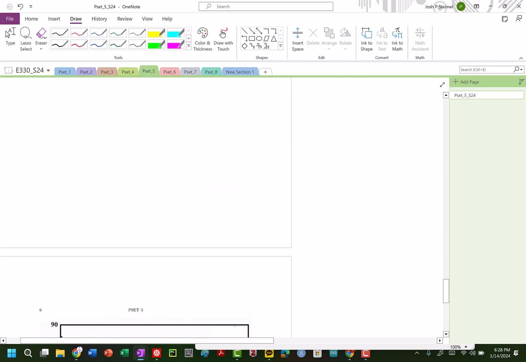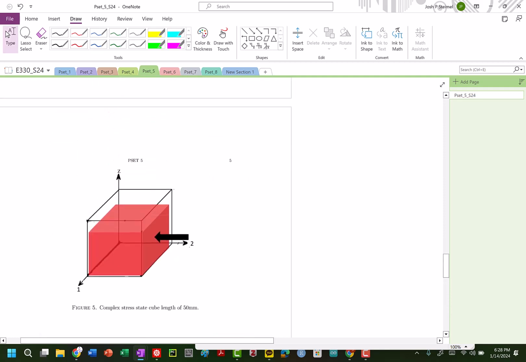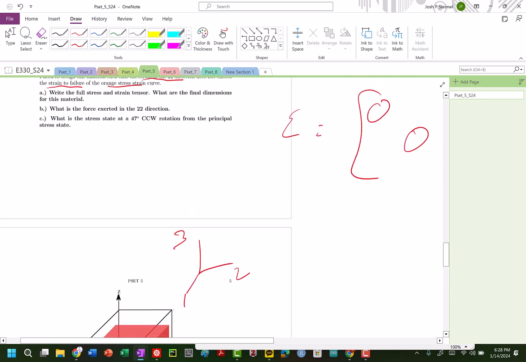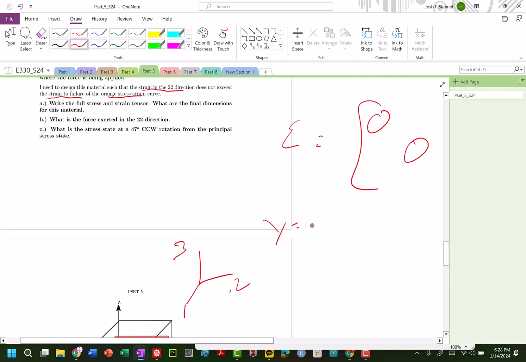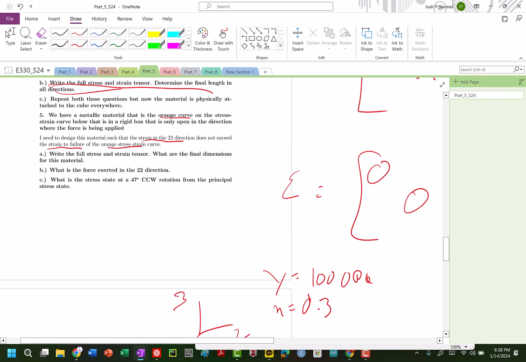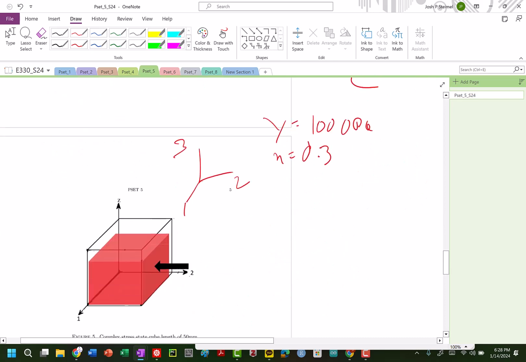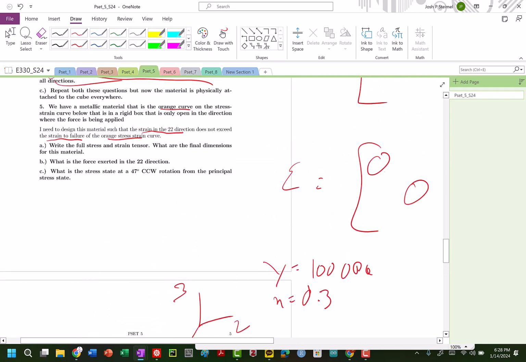Okay, so we have a coordinate system. Let's define it: 1, 2, 3. We have a material. We said it's a metallic material, so Young's modulus is equal to 100 GPa, where nu is equal to 0.3. It's closed everywhere except where we're applying the force, so it's filling the cube as usual. All right.